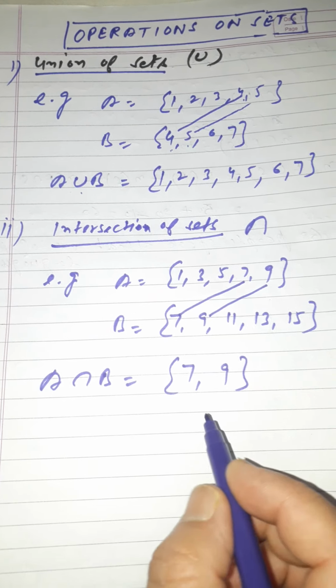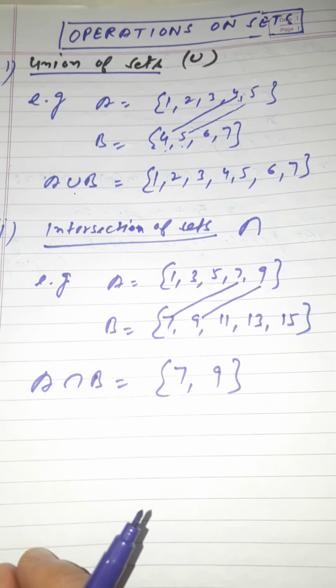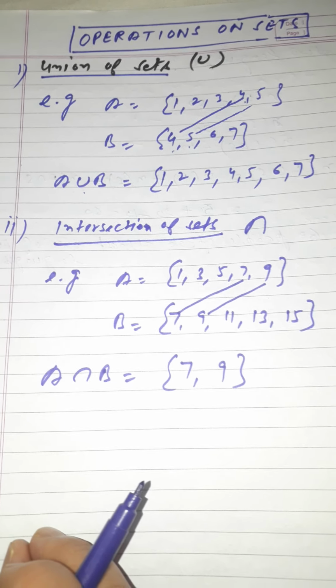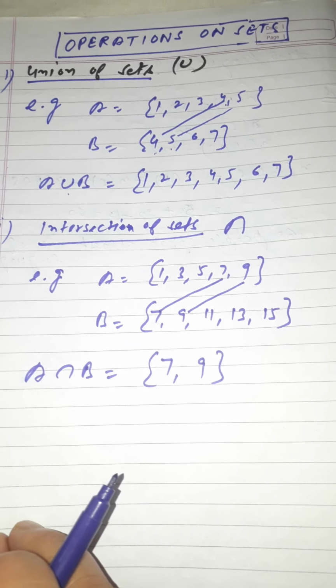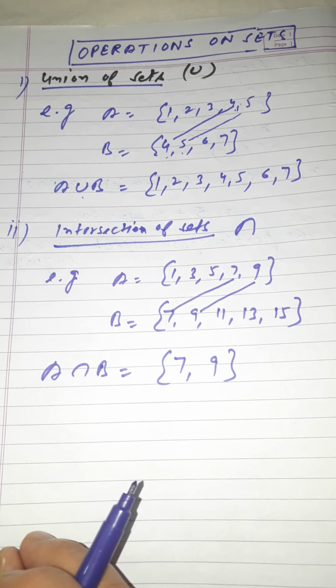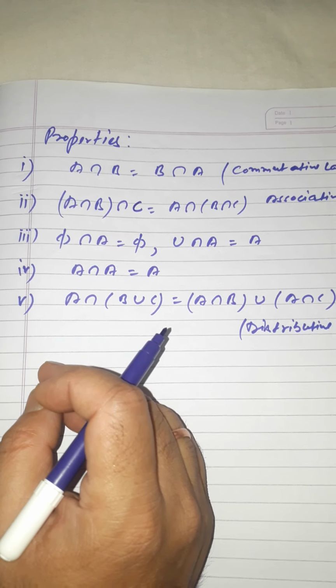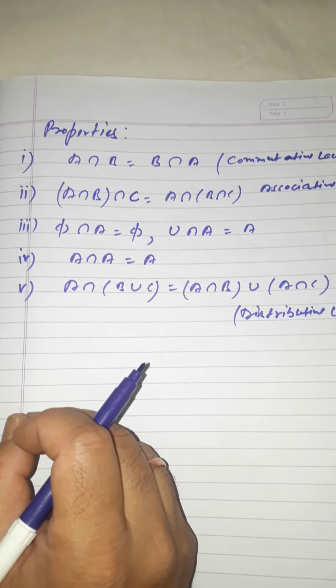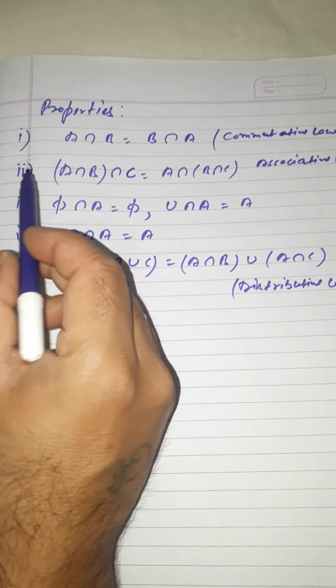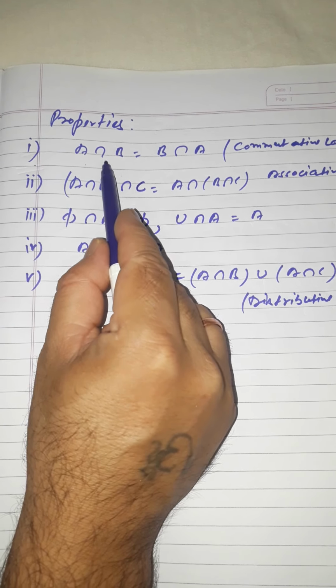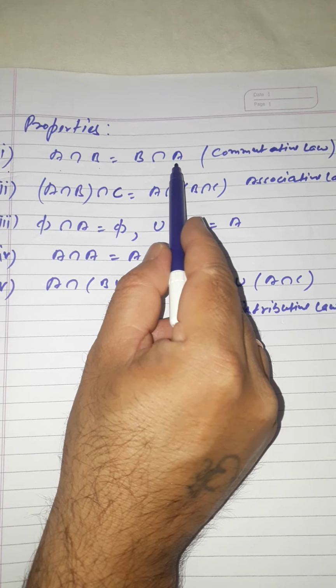Here in the exercise 1.4, we are going to discuss union of the sets and intersection of the sets. There are some very important properties, students. Property number 1: A intersection B is equal to B intersection A.